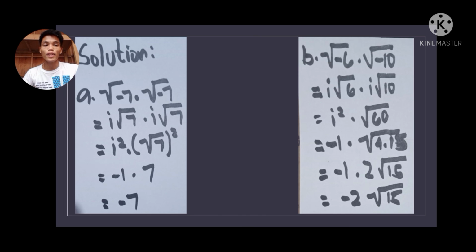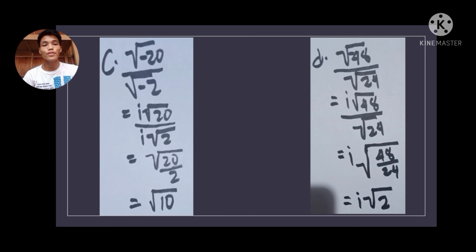Now let's move on to situation C and situation D. In situation C, the square root of negative 20 over the square root of negative 2. How are we going to simplify it? i square root of 20 over i square root of 2. We cancel out i. The remaining is the square root of 20 divided by 2, or the square root of 20 over 2. Therefore, the result is the square root of 10.